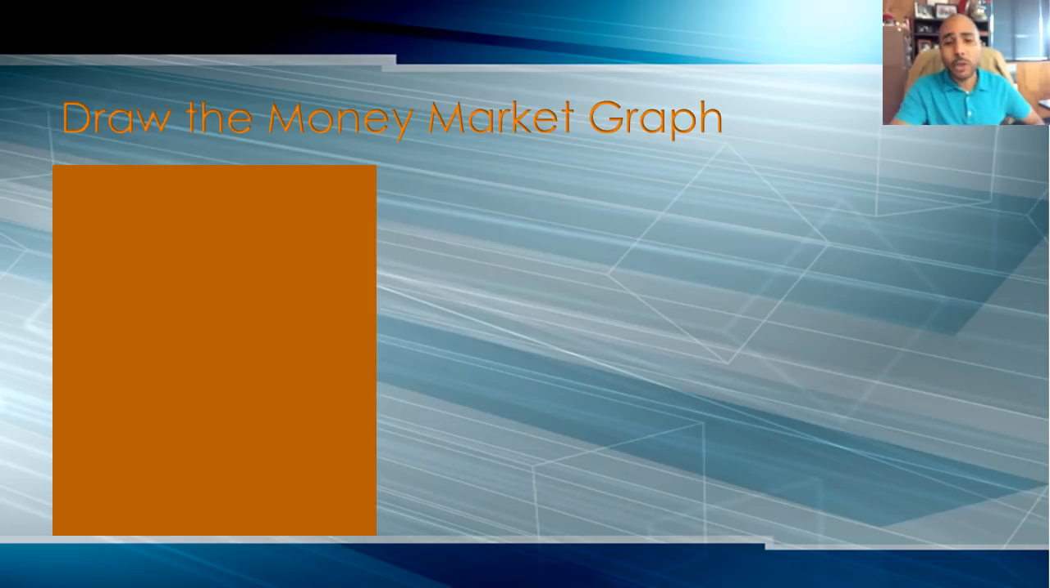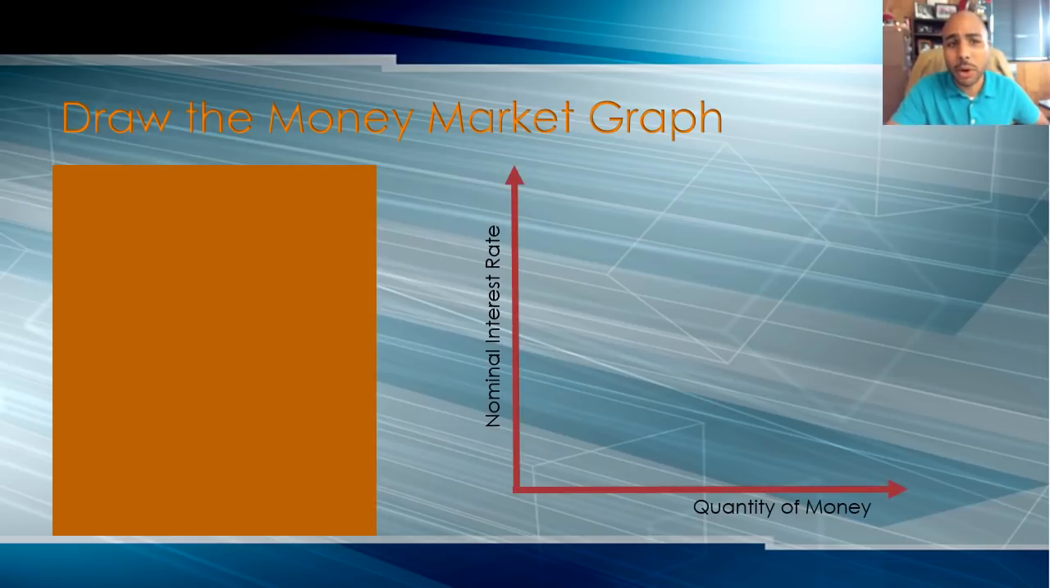Okay, first thing I want you to do is know how to draw the money market graph. Hopefully you remember that on our y-axis we've got the nominal interest rate, and on the x-axis we've got the quantity of money. That perfectly inelastic curve is the money supply. Remember, the reason why it's perfectly inelastic is because it doesn't depend on the interest rate. The only thing that determines the supply of money is the Federal Reserve.